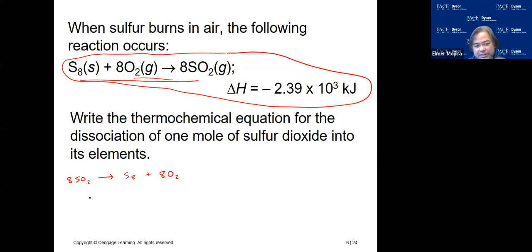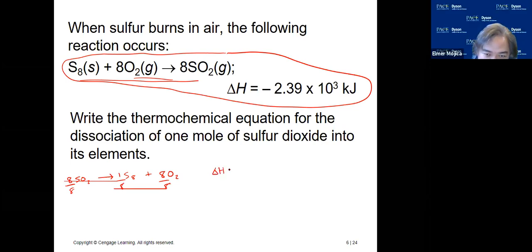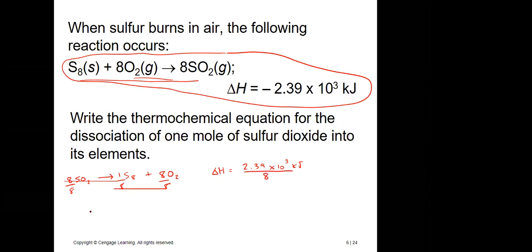Now, aside from reversing, what do we need to do also? Because remember, it says there, 1 mole of sulfur dioxide. So what does it mean? Aside from that, we're going to divide everything by 8. So the first thing we do is we reverse it, so we end up with this value. And what's the next thing that we're going to do? We divide that by 8. And we end up with a write-up like this.